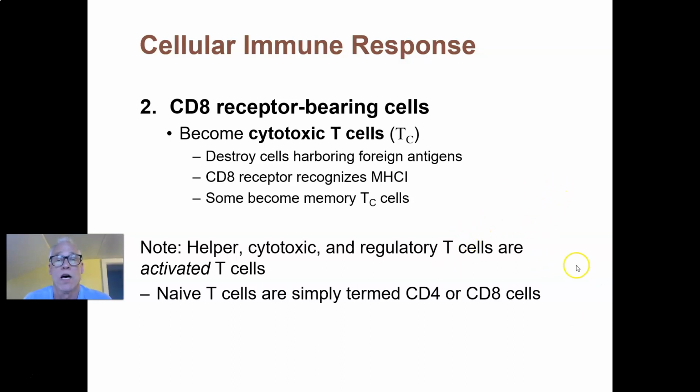Note, on a side note, cytotoxic and regulatory T cells and helper T cells are all the names of activated cells. They are no longer naive. They've found their antigen, they become activated and so forth. And so that's the time when we use those terms. If they have not yet been activated, they're just called CD4 or CD8 cells, or sometimes they're called CD4 positive lymphocytes or CD8 positive lymphocytes.